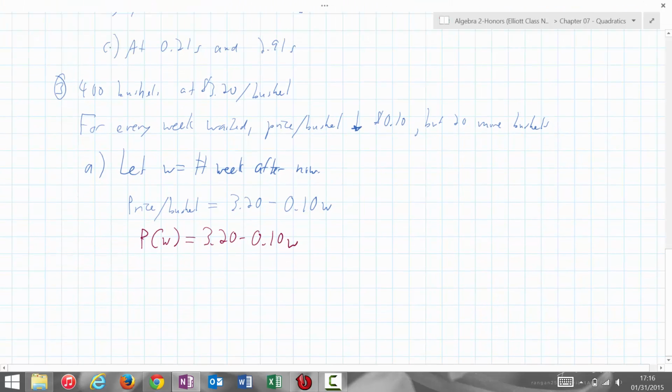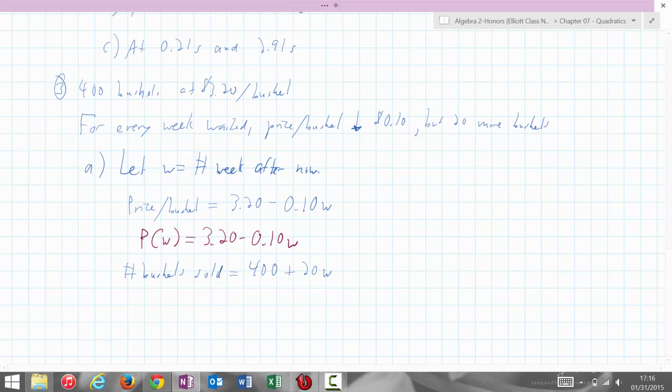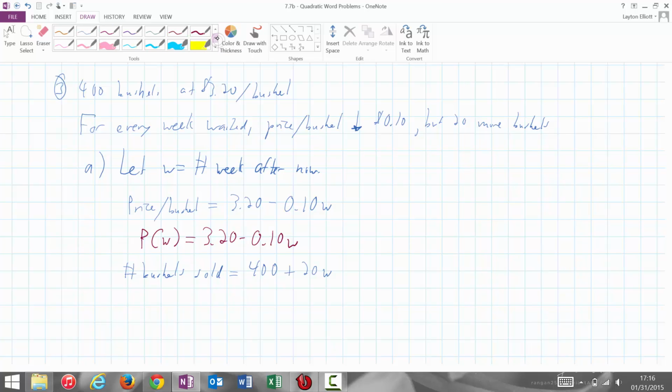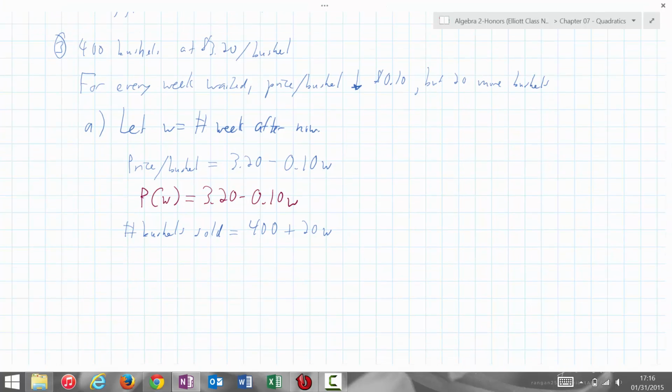Then it wants another expression for the number of bushels to be sold. So number of bushels sold in terms of W. Well, we start with 400 bushels and we add 20 more bushels for each week. So I'm going to give that another letter. If I had you guys in class, I'd ask you what letter you want, but we'll just call that B of W, bushels sold for W, and that's 400 plus 20W.